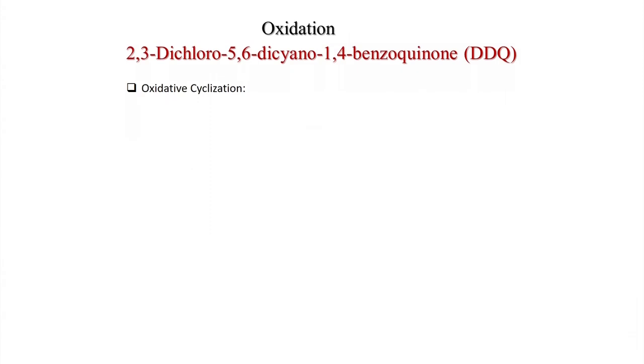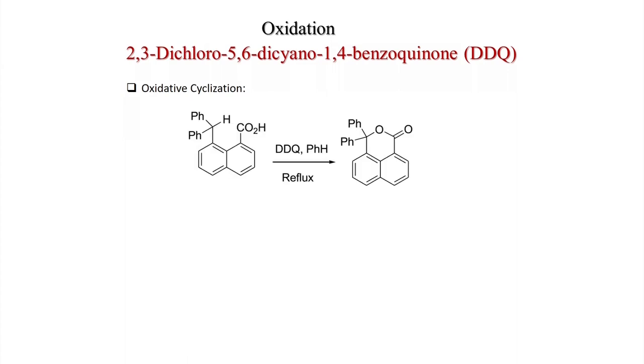Oxidative cyclization: DDQ is also used in oxidative cyclization reactions. If you see this compound, there is a benzhydrylic carbon here, and with DDQ conditions you get the cyclization. So what is happening? This is a carbocation, that's what we told earlier with ceric ammonium nitrate. Here also you get a carbocation, and this is reacting with the carboxylic acid, maybe the anion of the carboxylic acid, and you get this compound. Because this is a 6-membered ring formation, this is quite facile.